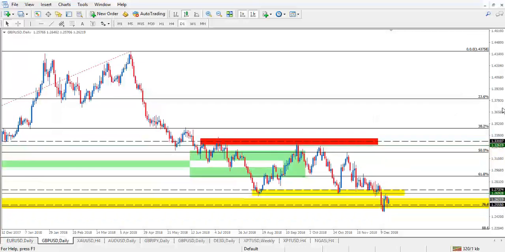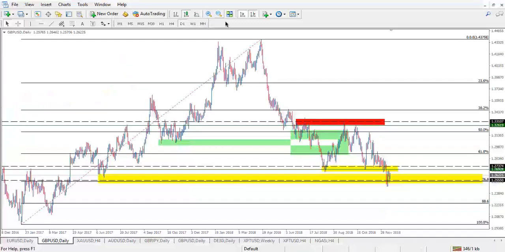Let's move to the GBP USD. On the daily time frame, it did break the level of 76.8, which is 1.2550, but then the price goes up again, and this means that this is a false breakout, so we can't depend on it anymore.